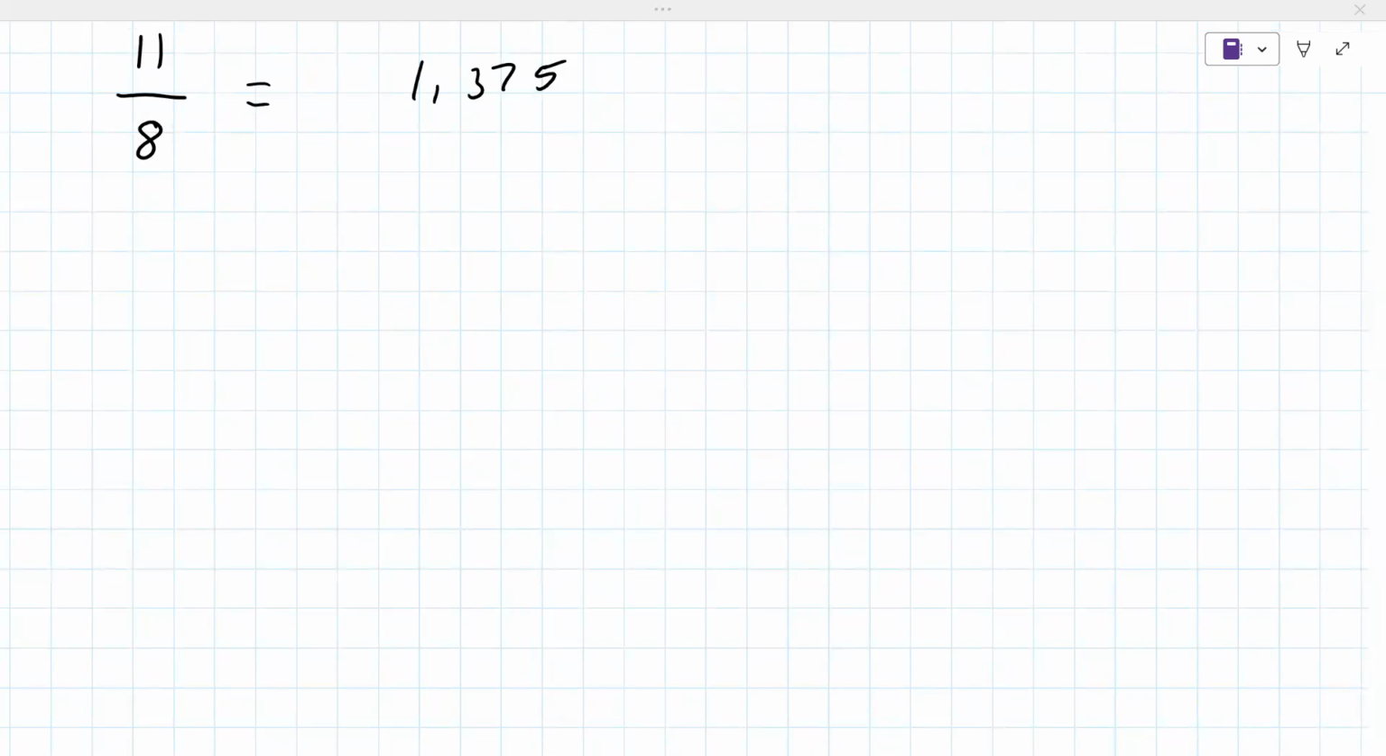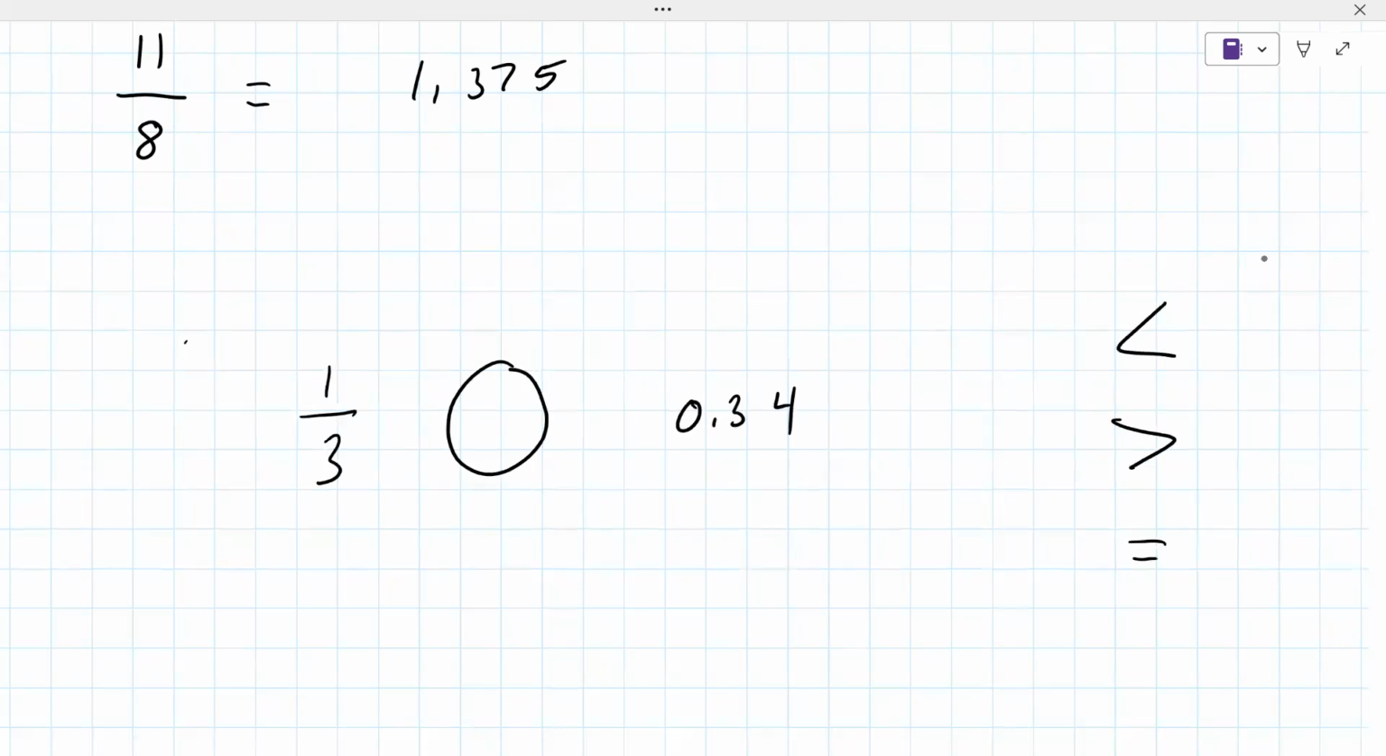Let's see here. So a lot of these fractions don't work out. Well, they work out okay, but there's only some that work out nicely. Did you guys do any problems like what is 1/3 compared to 0.34? Did you do any problems like this where you have to do less than, greater than, or equal to? No, we didn't. Okay, we will do that later.